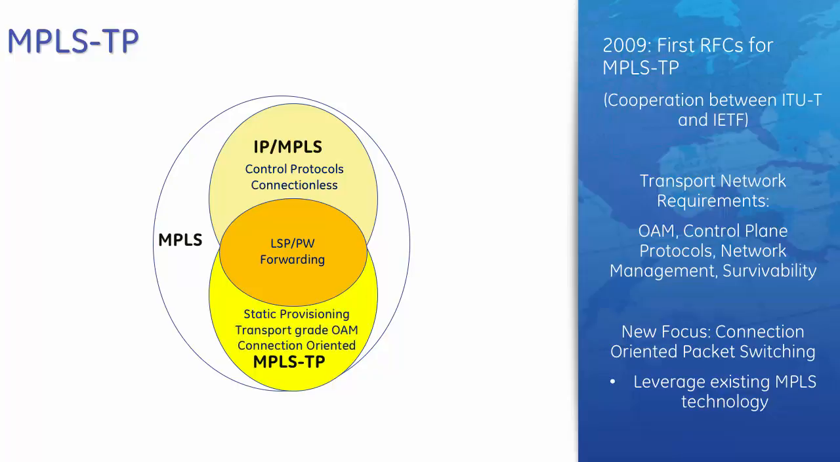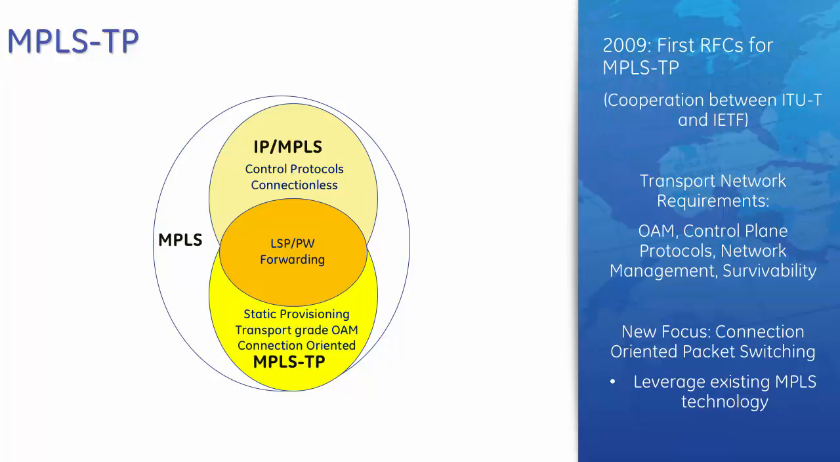With MPLS-TP, the big thing, and you'll see in the standards we'll describe in a few minutes, is that they emphasize the requirement to be able to do static provisioning. So in other words, you don't have to use routing protocols to provision services, LSPs, etc. in an MPLS-TP or transport environment. The OAM in MPLS-TP is specifically aimed to be transport grade. The services and LSPs in MPLS-TP, the LSPs themselves, are deliberately meant to be connection-oriented.